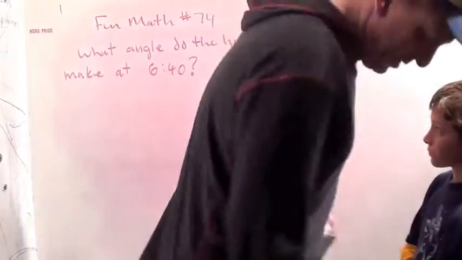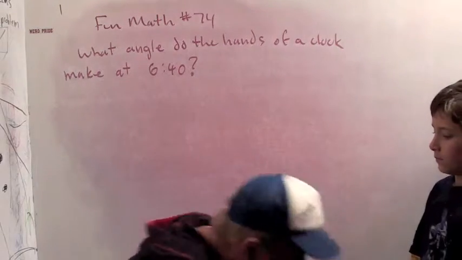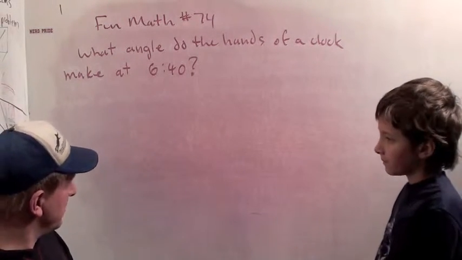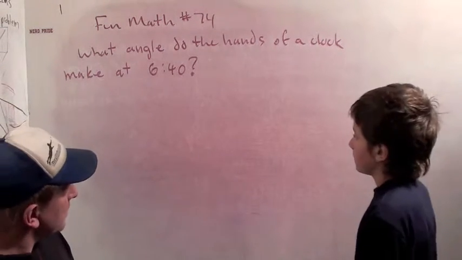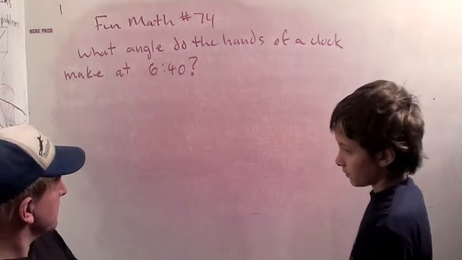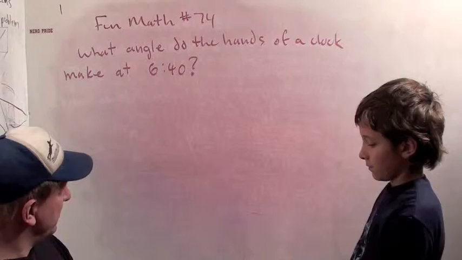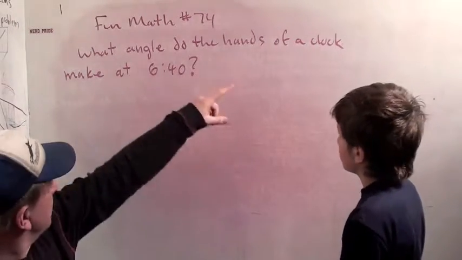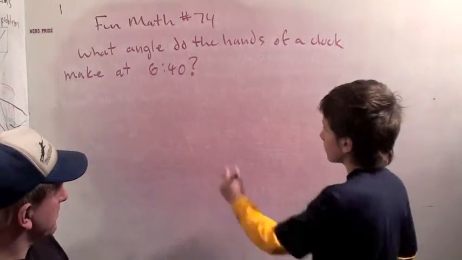FunMath number 74. We continue to review angles using these clock problems, and today we've got a slightly different twist on the problems, and you'll see what the twist is when you draw the picture. What angle do the hands of a clock make at 6:40? Okay, go.